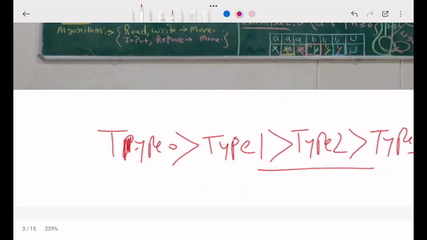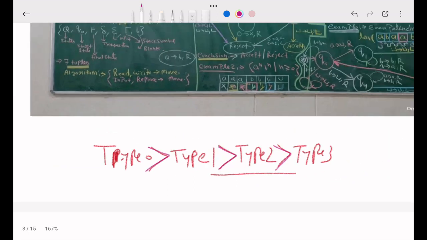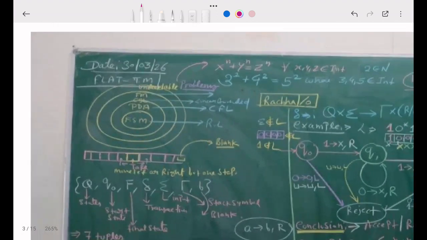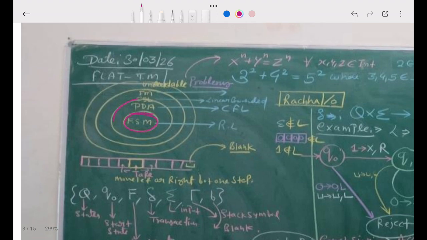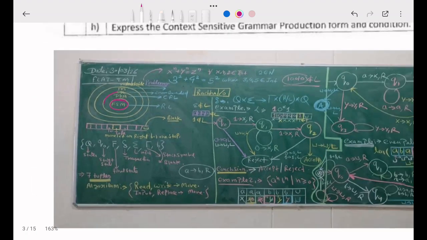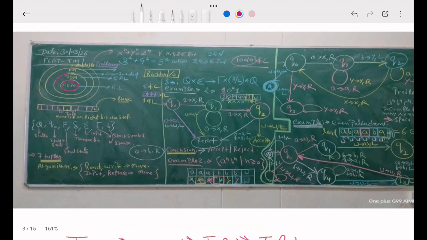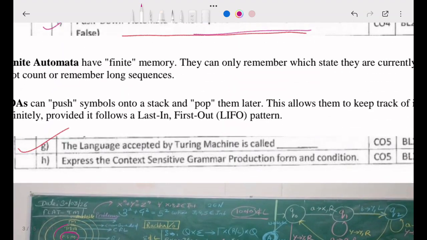And if you see here, type 0 is greater than type 1, greater than type 2, greater than type 3. We also explained during our class presentation that the finite state machine is the innermost, then above it is a higher level language, PDA. So PDA is more powerful, CSL is more powerful, and Turing machine is more powerful. We already solved many questions during our class presentation.